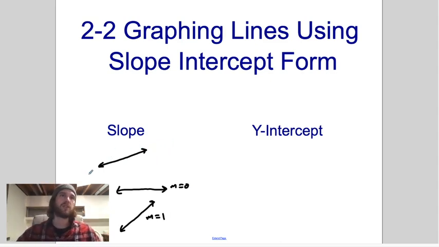So the big thing here is slope describes how the line is slanted. If it's really steep, it's bigger than 1. And if it's going downhill as you go from left to right, that would be a negative slope. Okay, and the y-intercept is really straightforward.